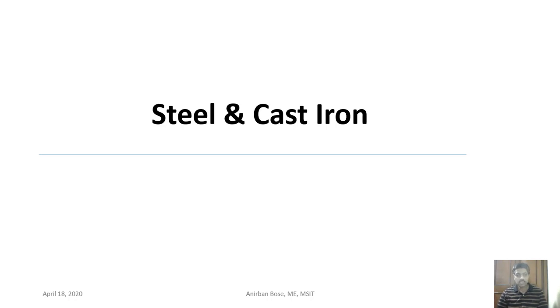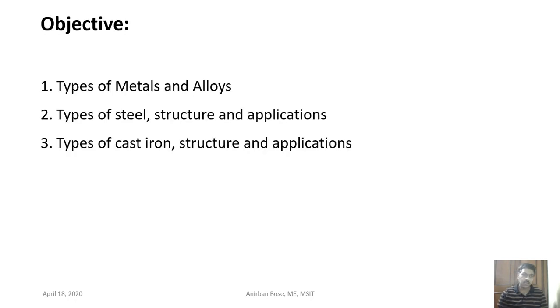Let us start the discussion on metal and metallic alloys. Here we'll start with the ferrous metals and their alloys, and that means the steel and cast iron. The objective in this lecture is we'll see what are the different types of metals and alloys, and then different types of steel, their structures and applications, and finally we'll see the cast iron structures and their applications.